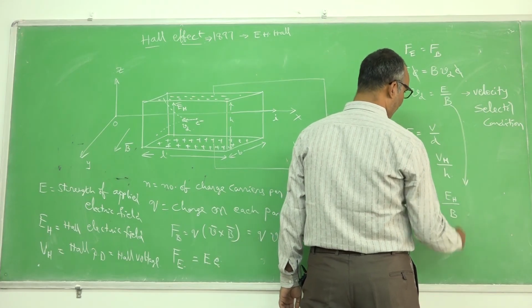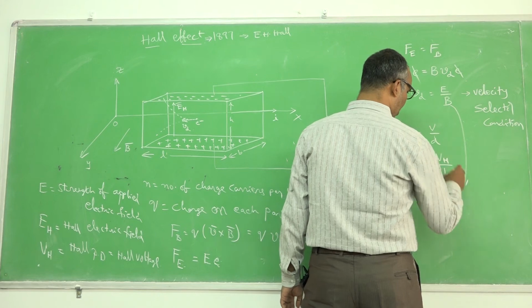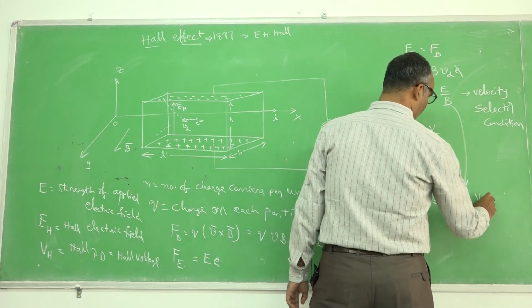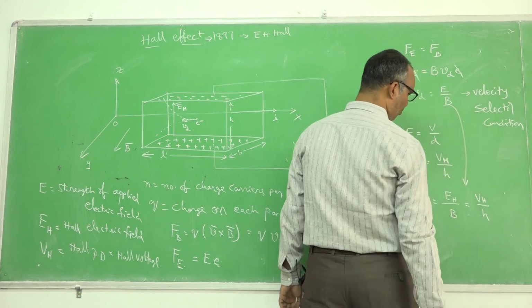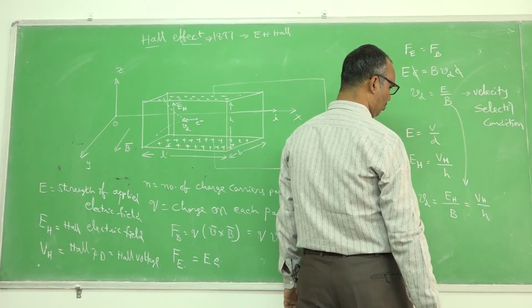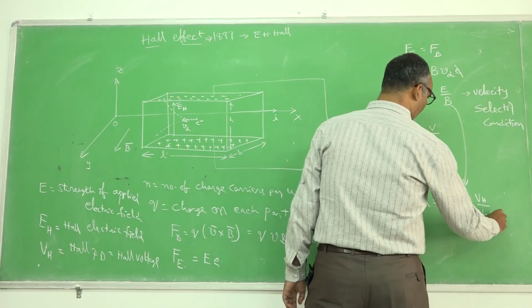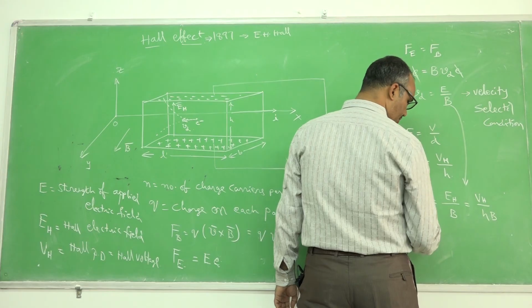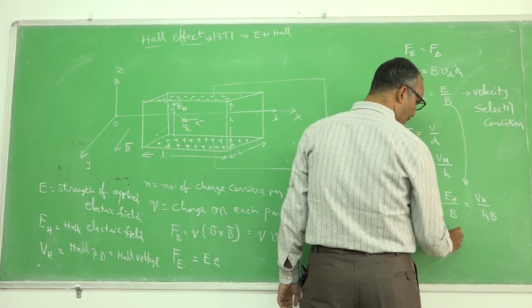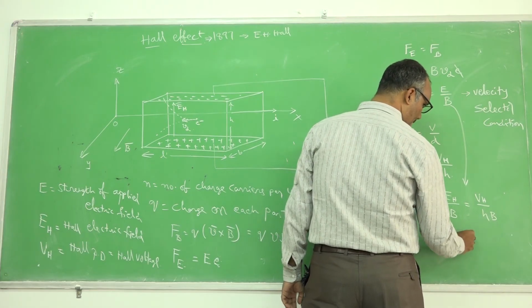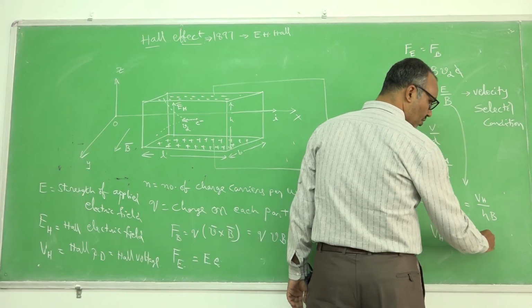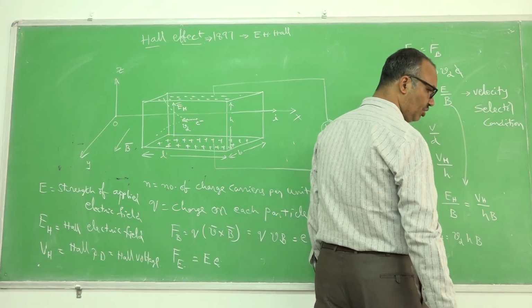by B. EH can be replaced by VH by h. Already here B is available. So Hall potential is given by Vd h B. Vd h B.